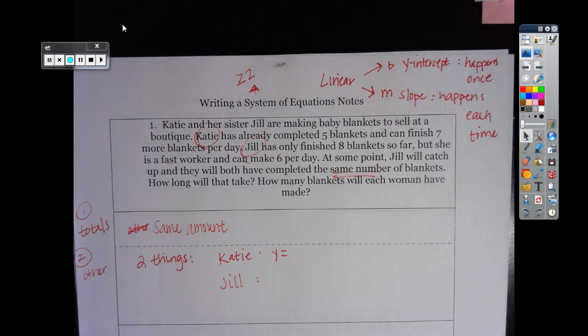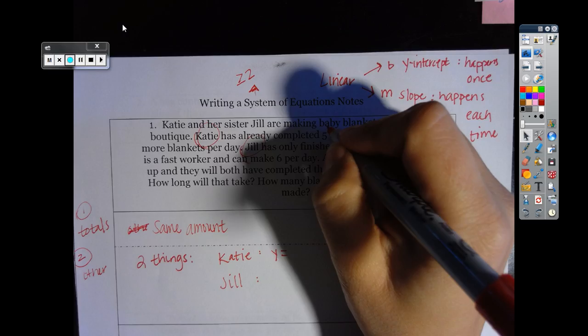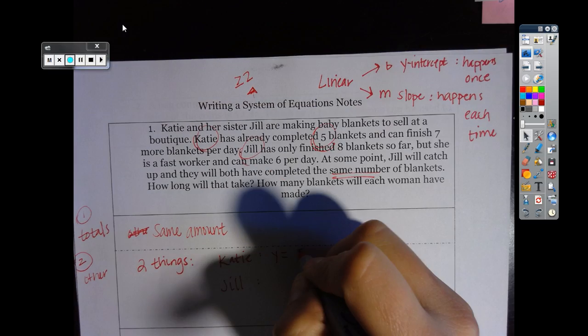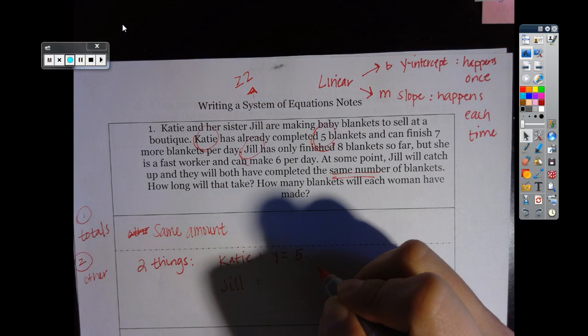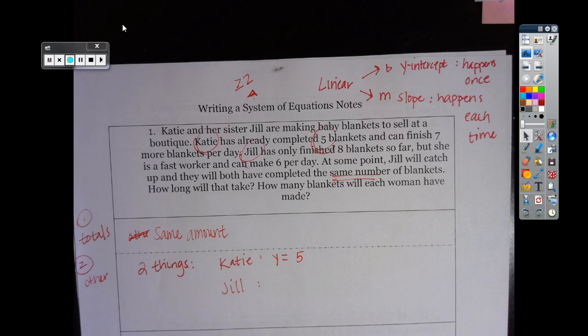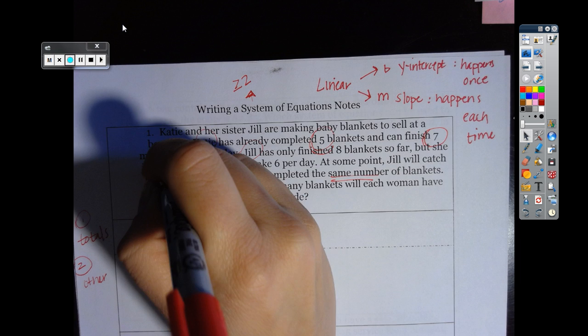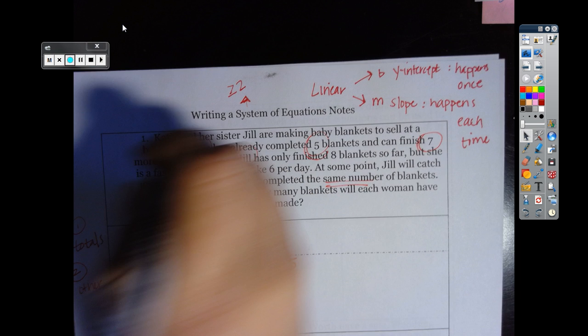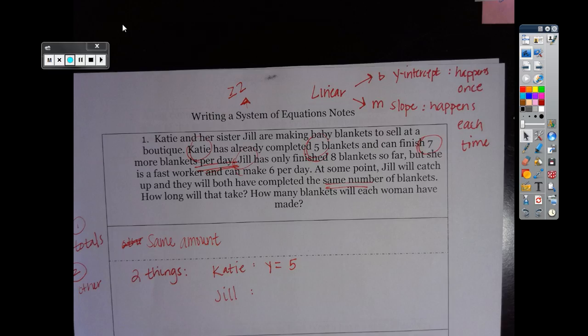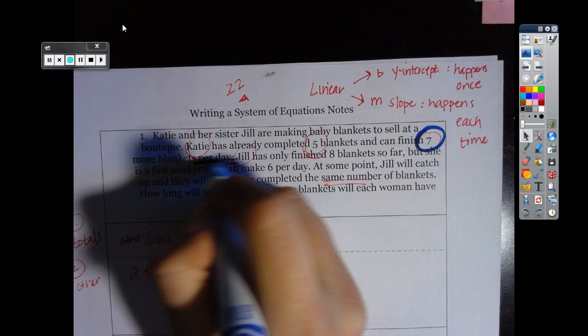Now for Katie, she's already finished 5 blankets. So that happened once. She's already completed those 5 blankets. That won't change. She has the 5 blankets. But she's doing 7 blankets per day. That's very, very important that she does 7 per day.